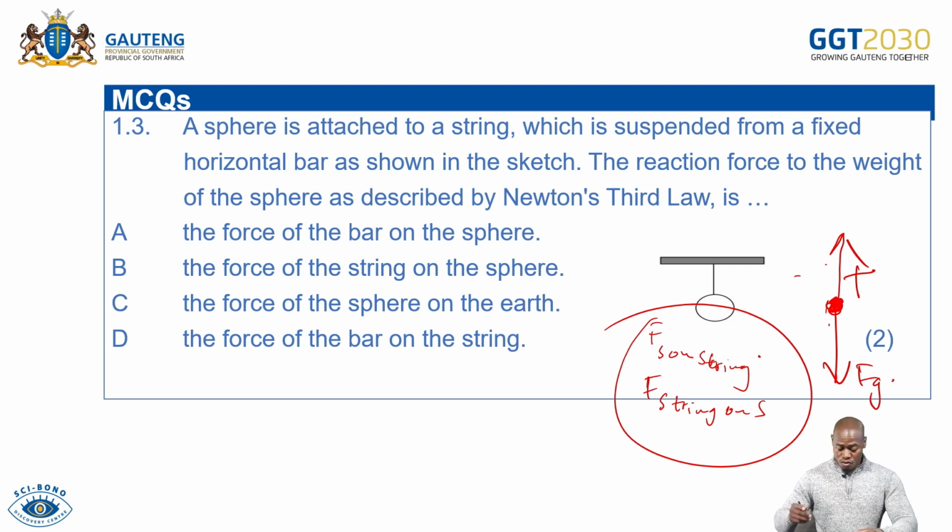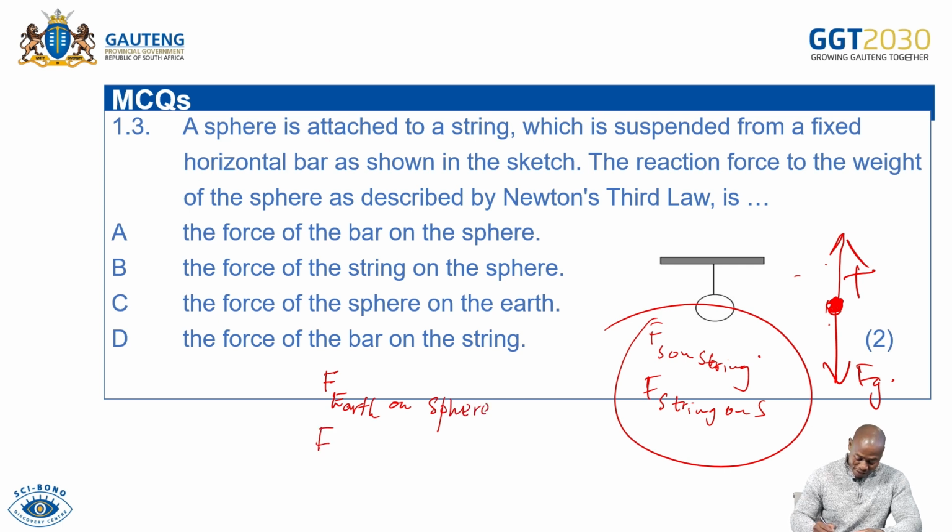So another action-reaction pair of forces, right? So there's a force exerted by the Earth on the sphere. And it goes together with the force exerted by the sphere on Earth.